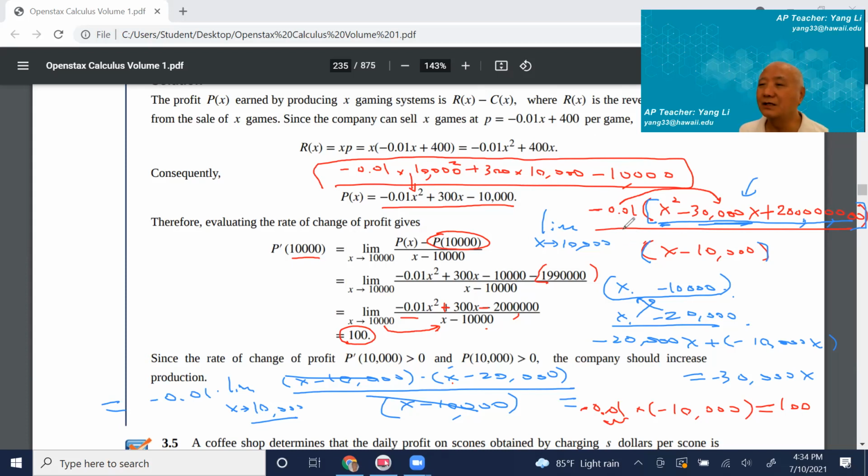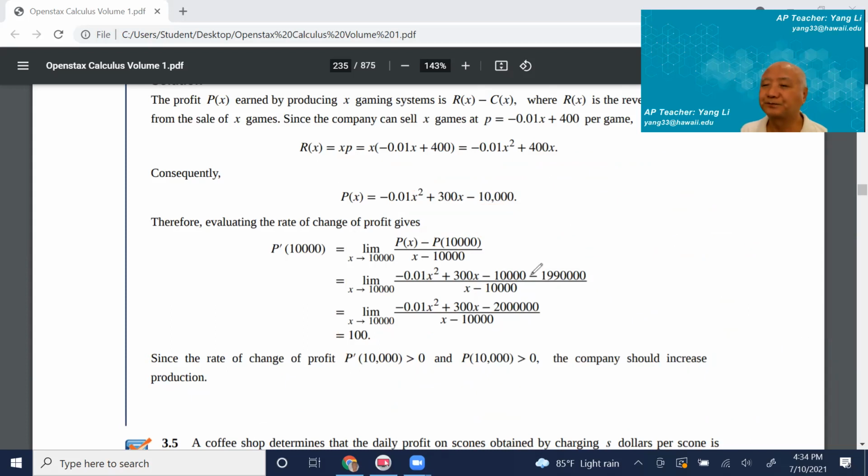The tricky part here is how to do the factoring, and the use of FOIL. We've had several questions like this already. Now let's go back to here. You see here, they said that since the rate of change of the profit is this, it means what?